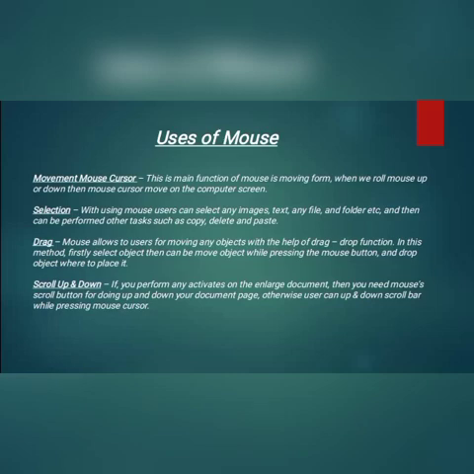Uses of mouse. Moving the mouse cursor. This is the main function of a mouse. When we roll the mouse up and down, the mouse cursor moves on the computer screen. Selection. With a mouse, users can select any images, text, file, folder, etc., and then perform other tasks such as copy, delete and paste.